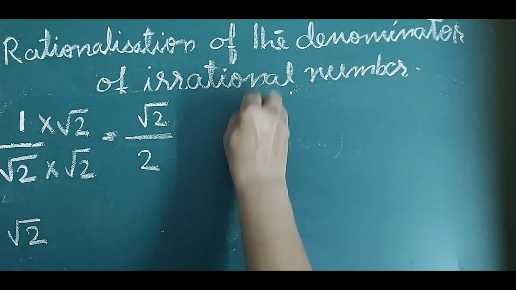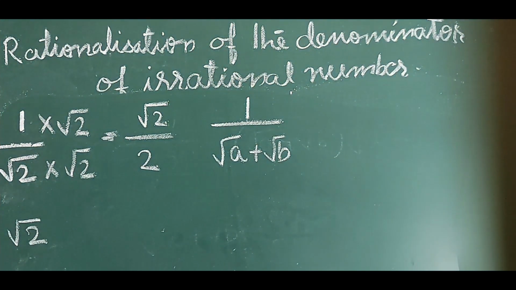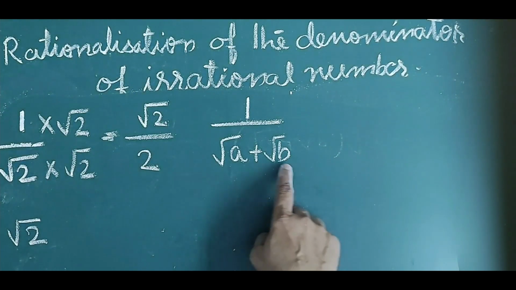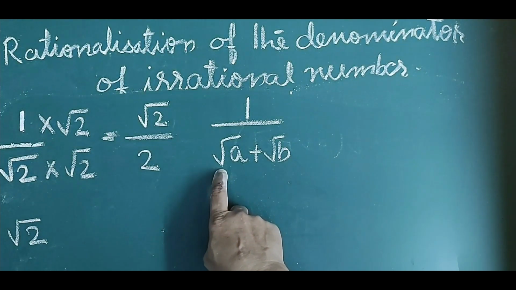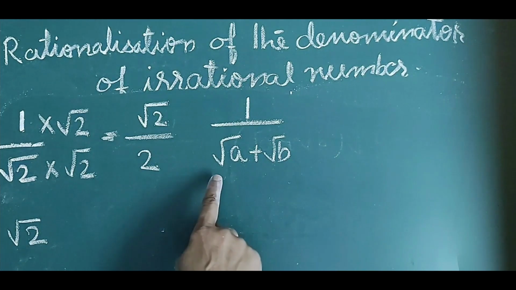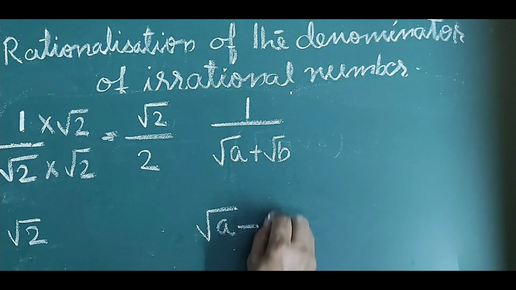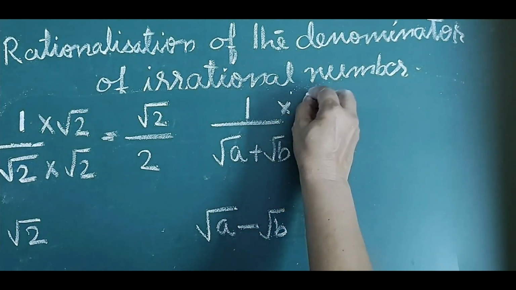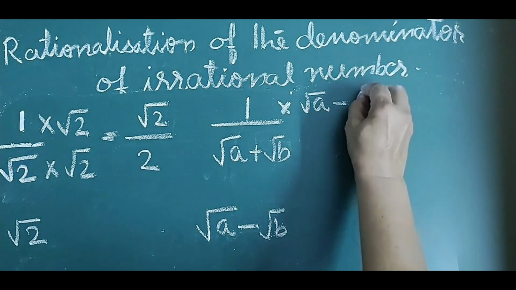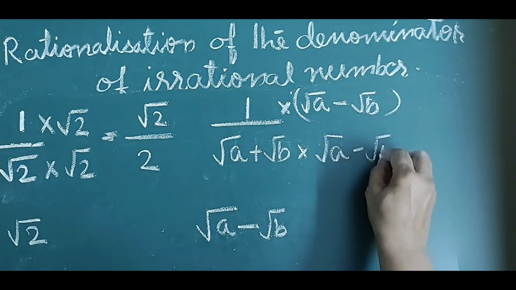Now, let us consider another example, that is 1 by root a plus root b. Here, the denominator root a plus root b has two terms, and we know how to rationalize two terms. So, the rationalizing factor of this denominator root a plus root b is root a minus root b. That is the conjugate of root a plus root b. So, multiply this number, both numerator and denominator, by root a minus root b.